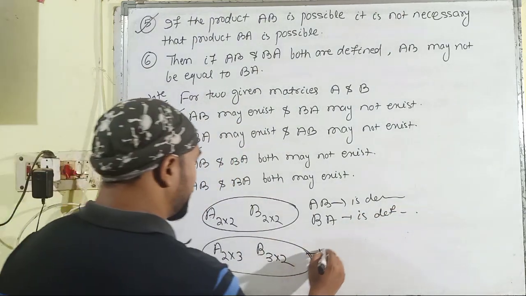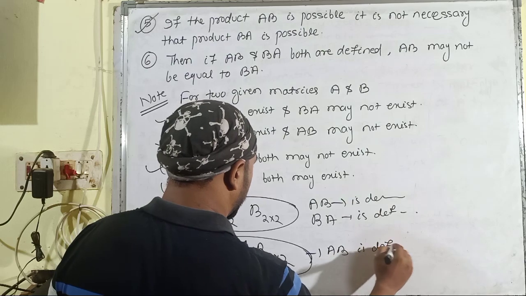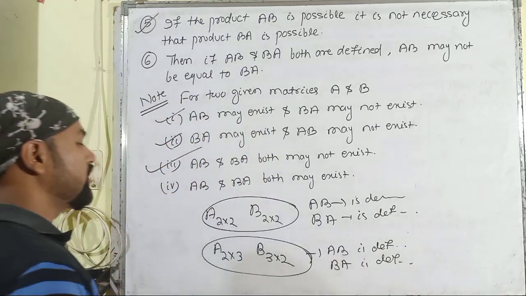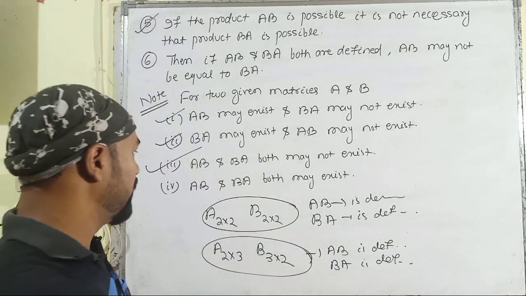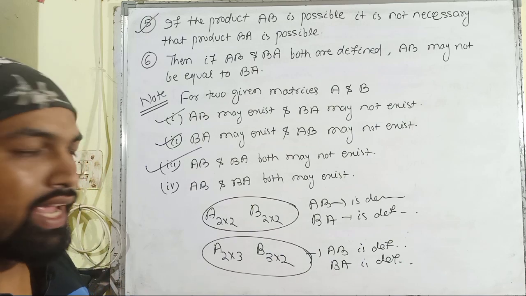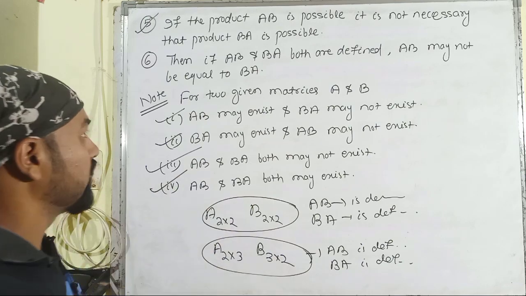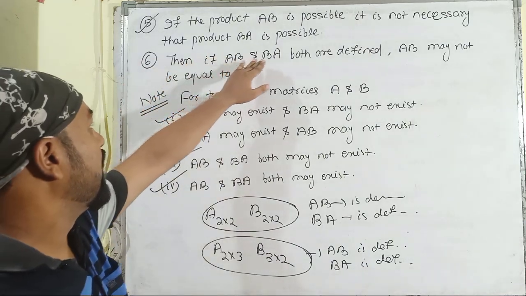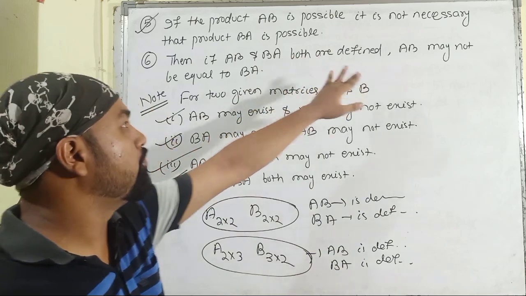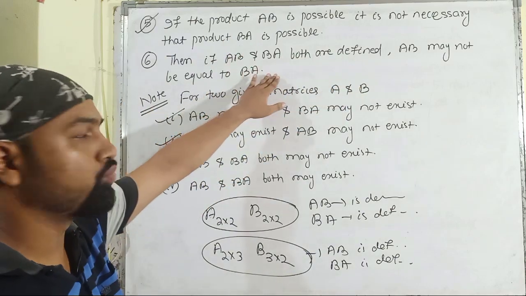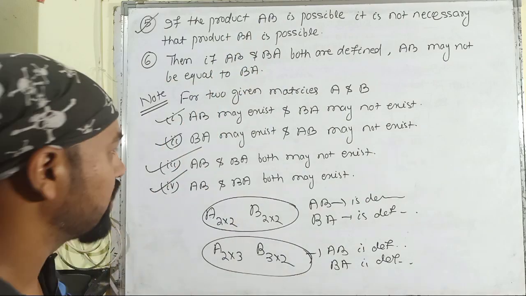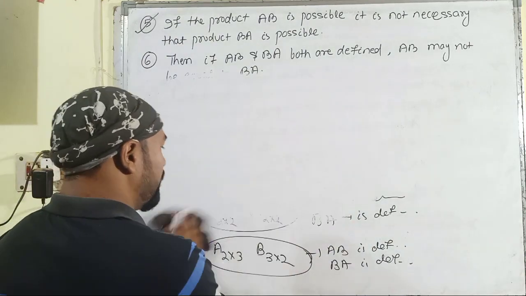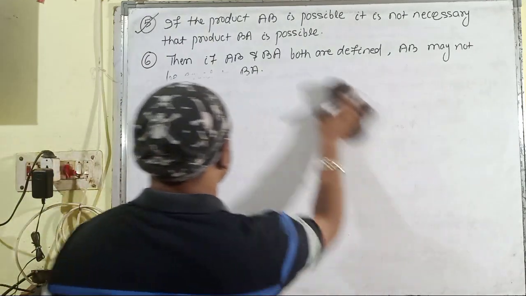Here again AB is defined, BA is defined. So in this type of matrices, in matrix multiplication, in both cases AB and BA exist here. So note number 4 is clear for you. Then the rest of the one property is here. If AB and BA both are defined, AB may not be equal to BA, and we have to prove this property by considering an example as I have told already. Then moving towards some of the examples based upon matrix multiplication.